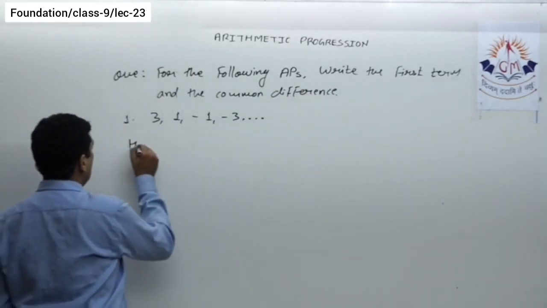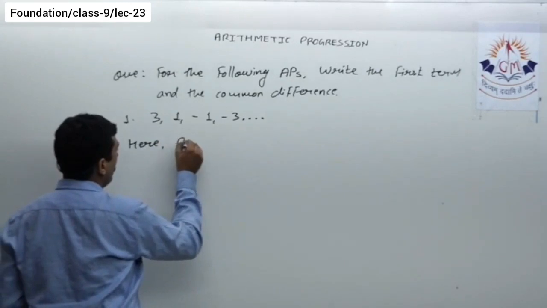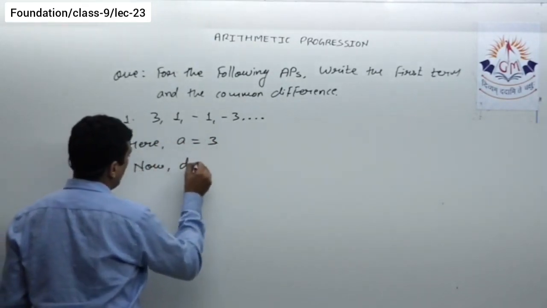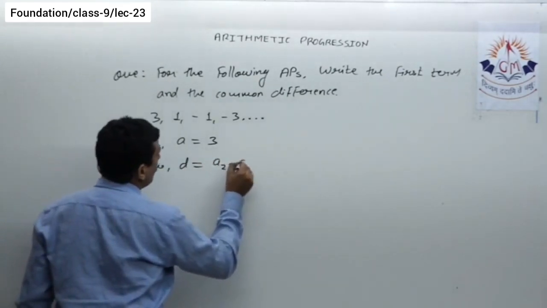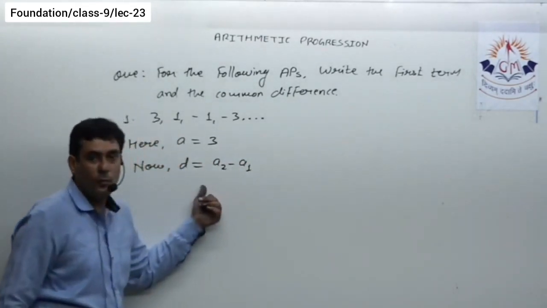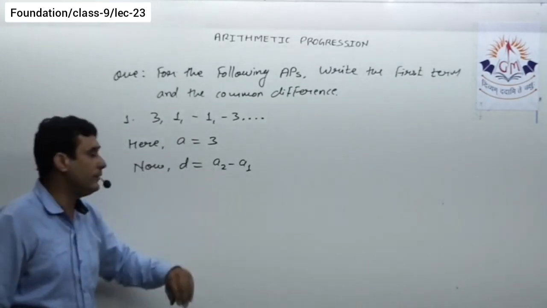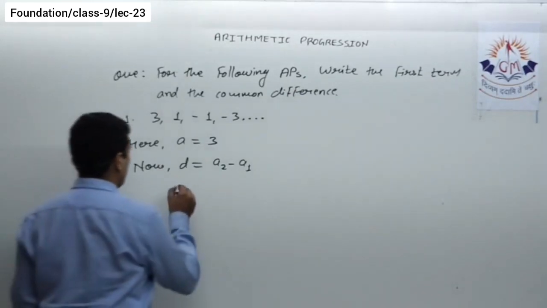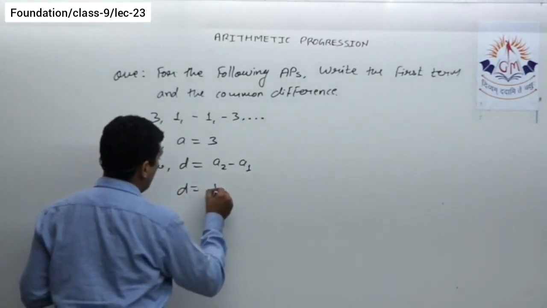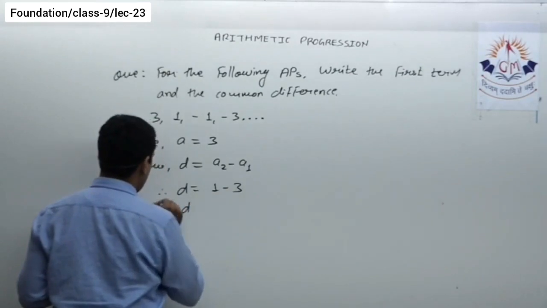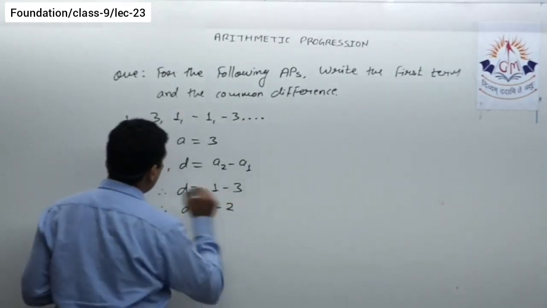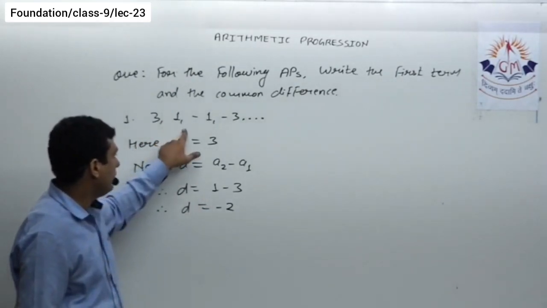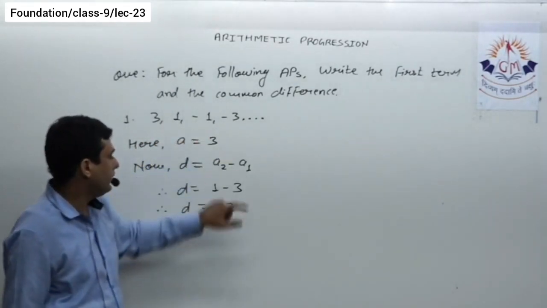So here the first term is very easy to find. Here A is equal to 3. Now we'll find D. D is equal to A2 minus A1, as I told you that we need this formula to find the common difference. This AP is given, so D is A2 minus A1, that means second term minus first term. So D is equal to 1 minus 3. So the common difference for this AP is equal to minus 2. So 3 minus 2 is 1, 1 minus 2 is minus 1, minus 1 minus 2 is minus 3.